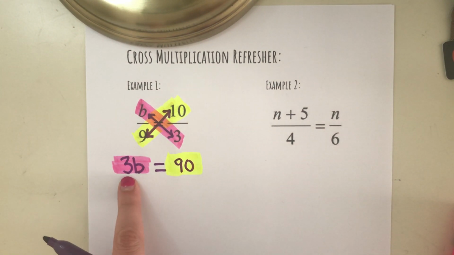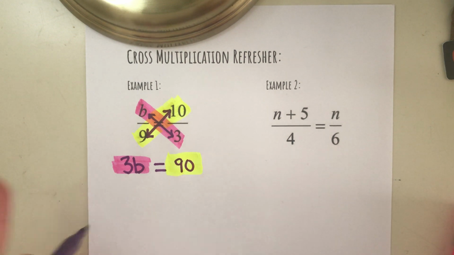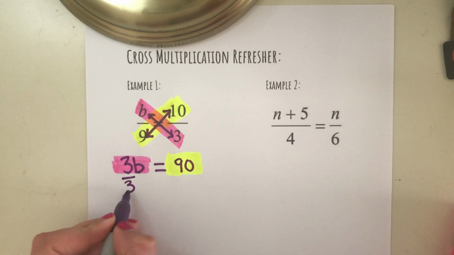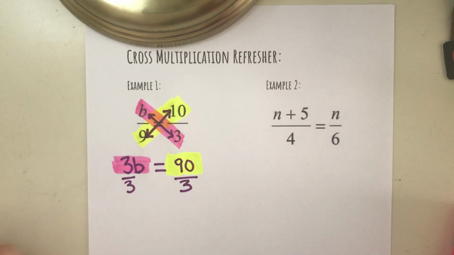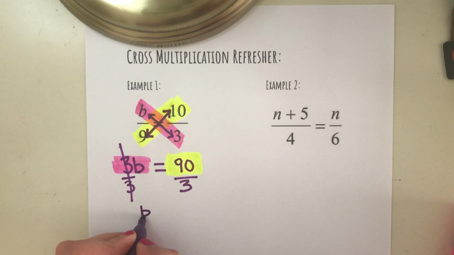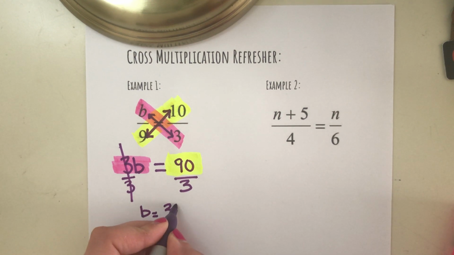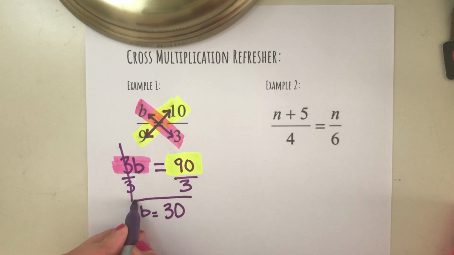Now in order to cancel out the 3, I'm going to divide both sides by 3. So divided by 3, divided by 3. That cancels off the 3 from this side. And I am left with b equals 30. That is my answer.